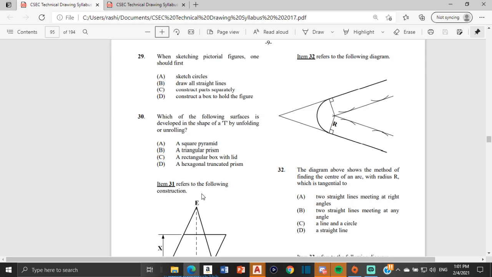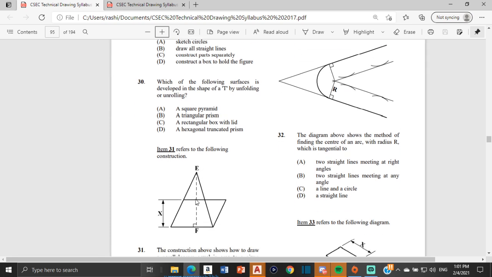Alright. Number 32 says, the diagram above shows the method of finding the center of an arc with radius r, which is tangential to, and the answer would be B, tangential to lines meeting at any angle. Alright, so these two lines here, it doesn't matter what angle they are, this is how you would go about constructing a tangent to both those lines at any angle. Alright, so it's not to a straight line or a line and a circle or two lines meeting at right angles.